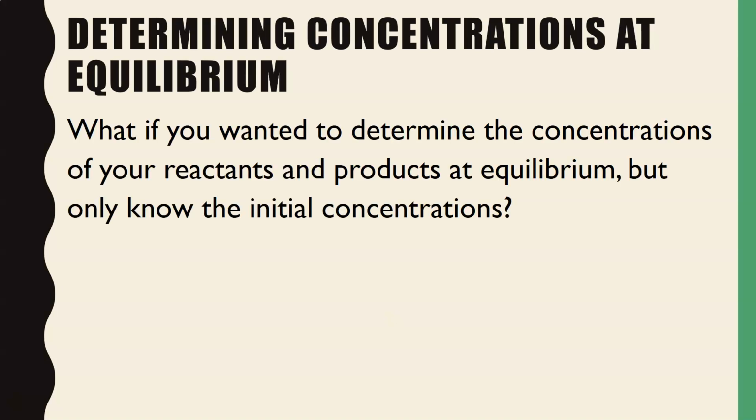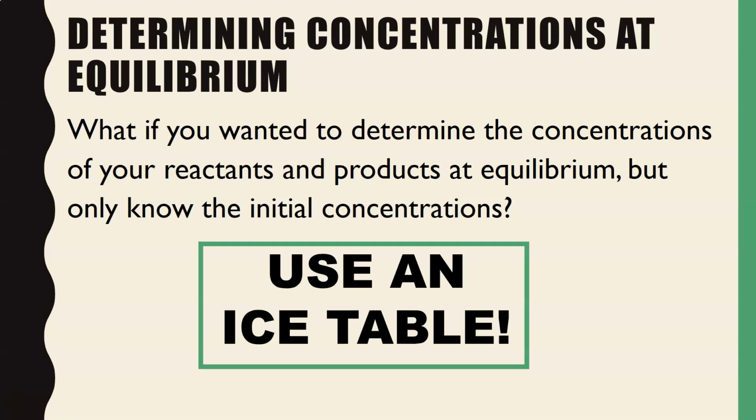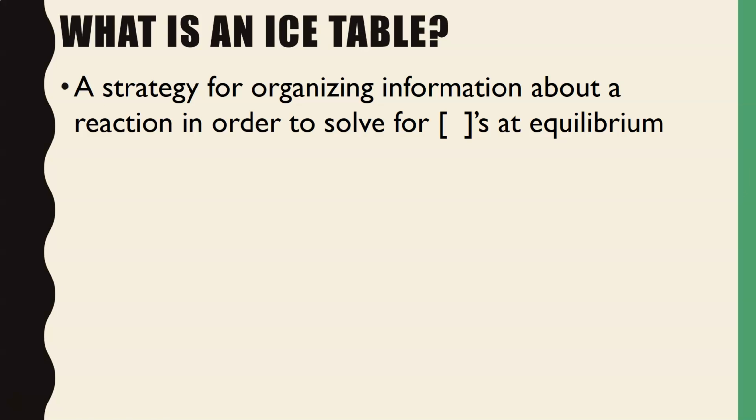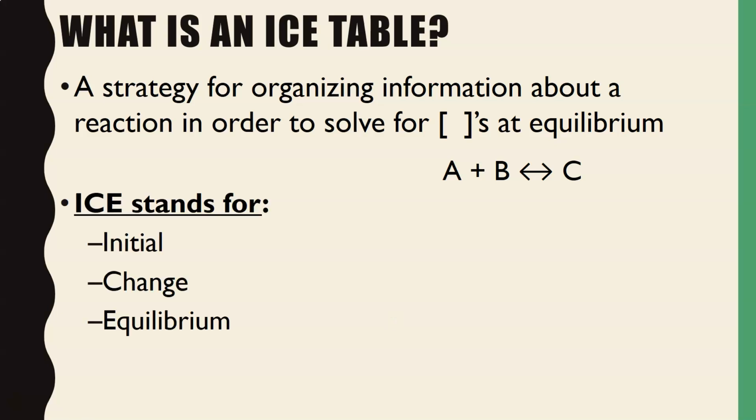And so if we want to be able to determine the concentrations of things at equilibrium, we're going to use the ICE table method. Some teachers are going to call it a rice table, but ICE table tends to be more common. So what is an ICE table? It's just us organizing things into a chart. That's all it is. We have a chemical reaction. ICE is going to stand for initial, change, and equilibrium.